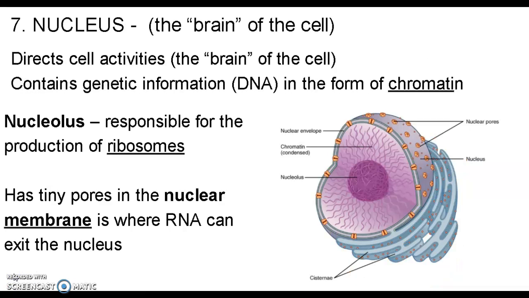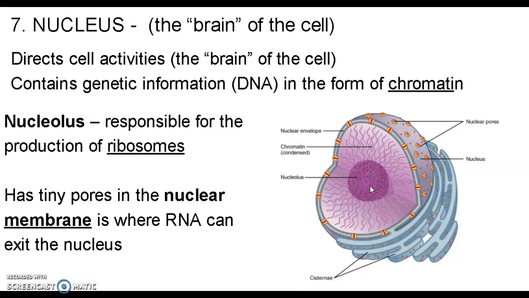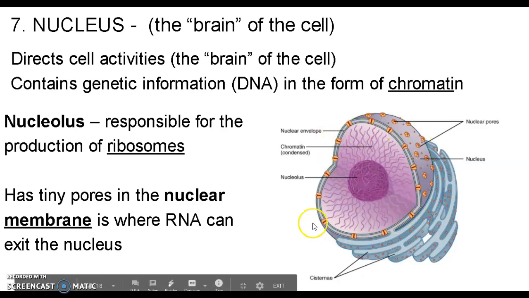And then finally, we have the nucleus. You can think of the nucleus as like the brain of the cell. Its job is to direct the cell activities, and it contains all of the DNA in the cell in the form of chromatin, which is very loosely packed DNA. The nucleolus is typically in the center of the nucleus. It's right here, and it's responsible for the production of ribosomes. And it has tiny pores on the outside of the nucleus. Similar to the cell membrane, it is also selectively permeable, and it allows RNA to enter and exit that nucleus.